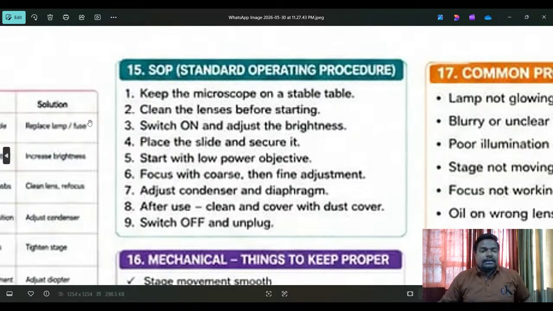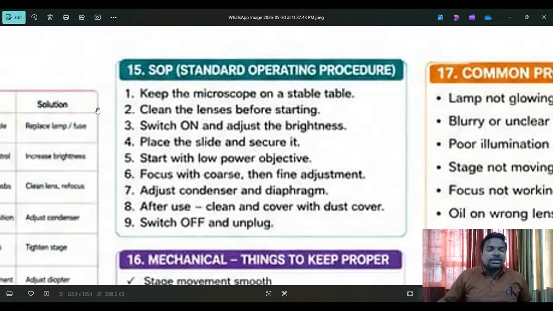Here, the second point: clean the lenses before starting. Who will do this? The technician has to do it. The lab technician and doctors are going to use these microscopes, because in hospitals, not only labs and colleges, but clinics also have lots of microscopes. So whoever is using the equipment, that person has to do all these things.